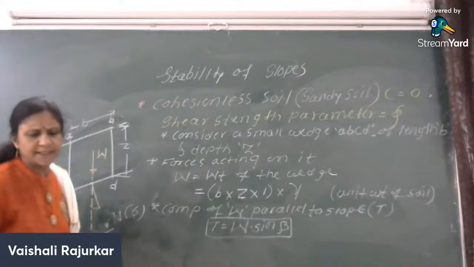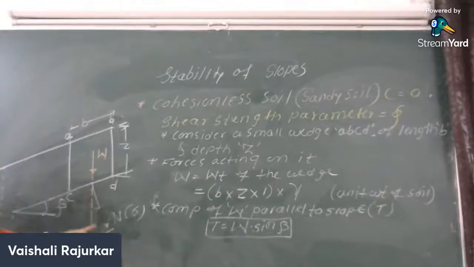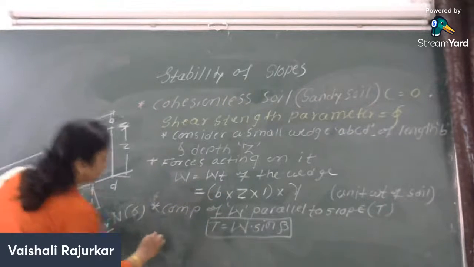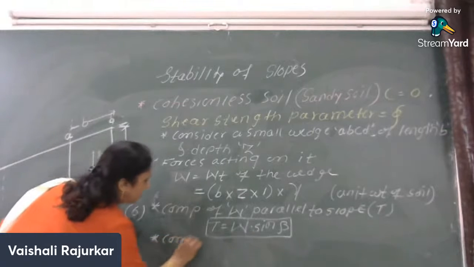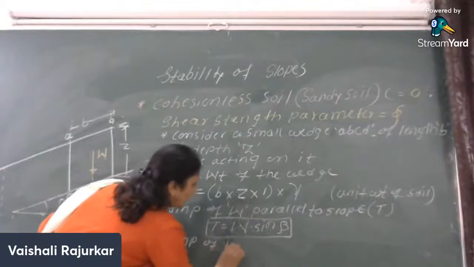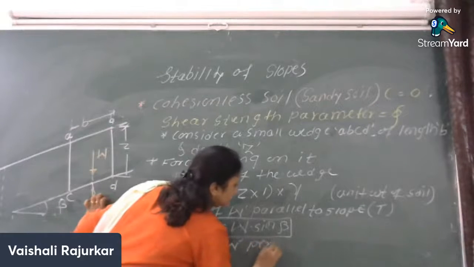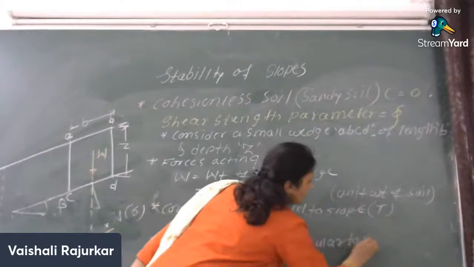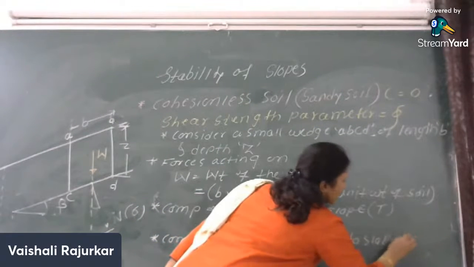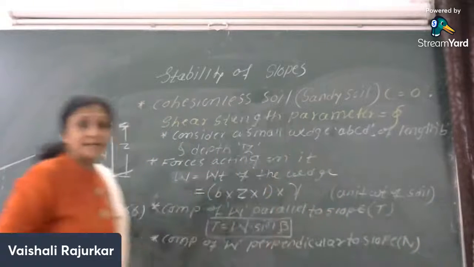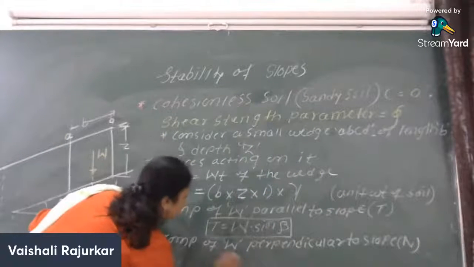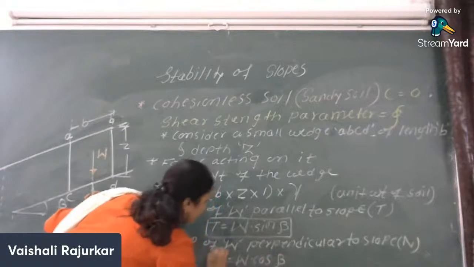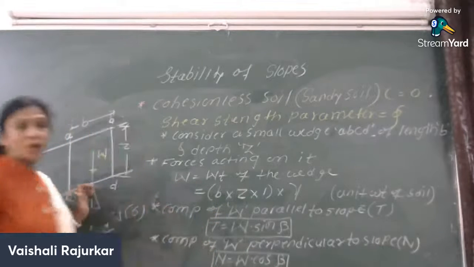Then the next component is the component which is perpendicular to the slope. That is the component of weight perpendicular to slope, and that is denoted by L, which is represented by L is equal to W into cos of beta.